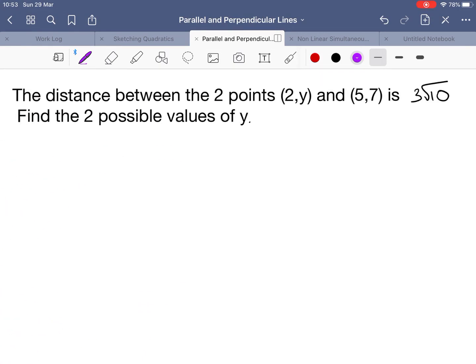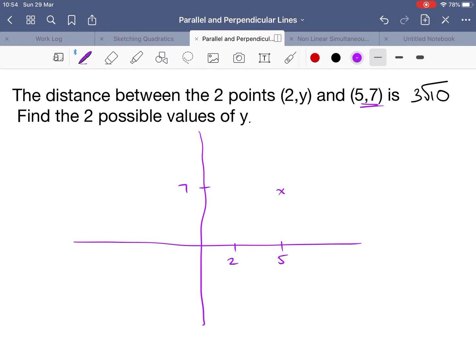Right. Next question. Find the distance between the 2 points 2y and 5, 7. Sorry, the distance between the 2 points 2y and 5, 7 is 3√10. Find the two possible values of y. Okay. So, quite difficult to visualise, so I'm going to draw a sketch. So I'm going to draw the point 5, 7 to begin with. So I've got 5, 7 here. And I've got the point 2y, and I'm just going to put it here.